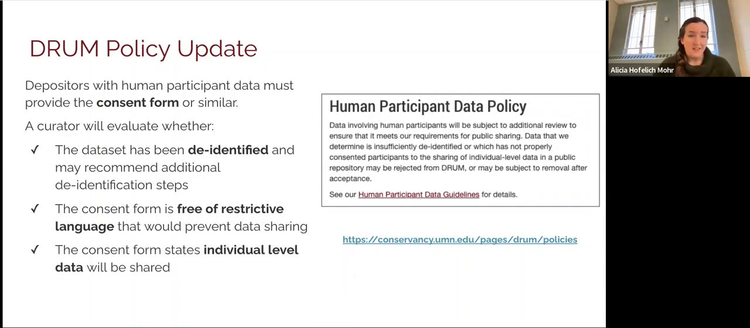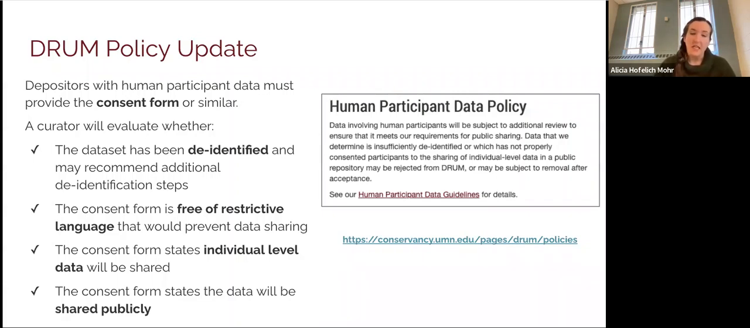We want to make sure that the consent form states that individual level data will be shared instead of promising it in the aggregate. And ideally, we want the consent form to state that the data will be shared publicly, so not only to researchers or to a subset that our repository can't actually implement.